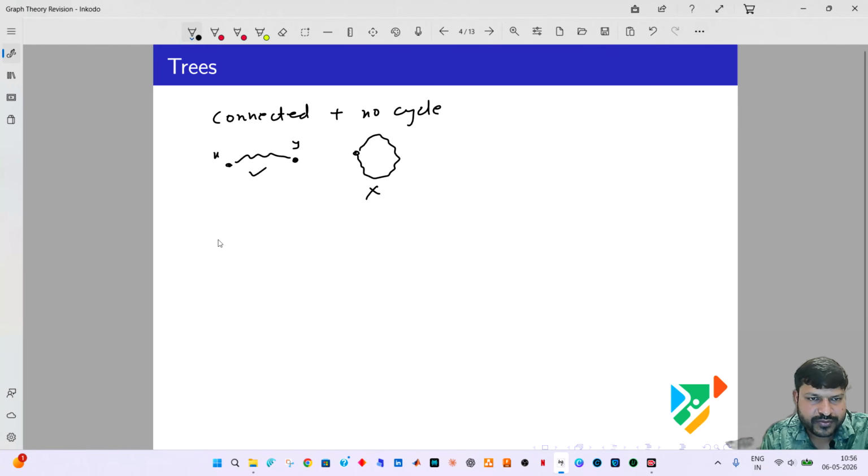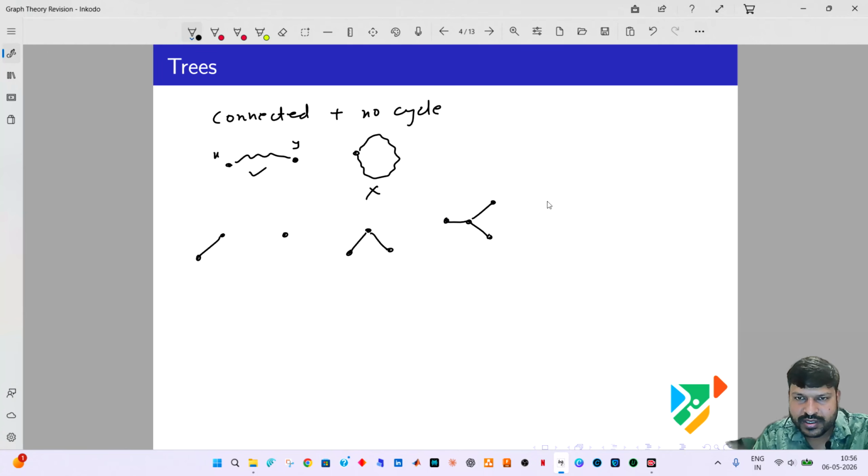For example, a tree on two vertices. This is a tree. A tree on one vertex. A tree on three vertices. A tree on four vertices. Another tree on four vertices. A tree on five vertices. This is a tree on five vertices. Another tree on five vertices. Another tree on five vertices.